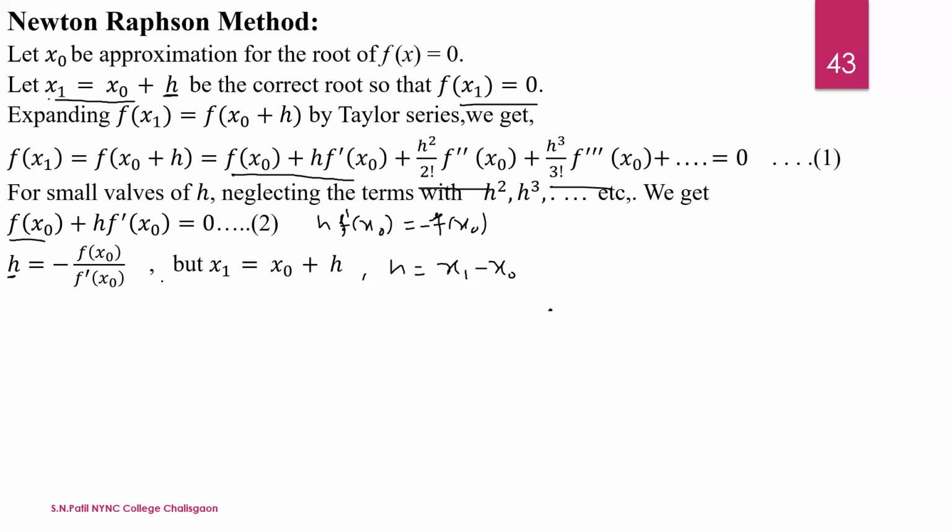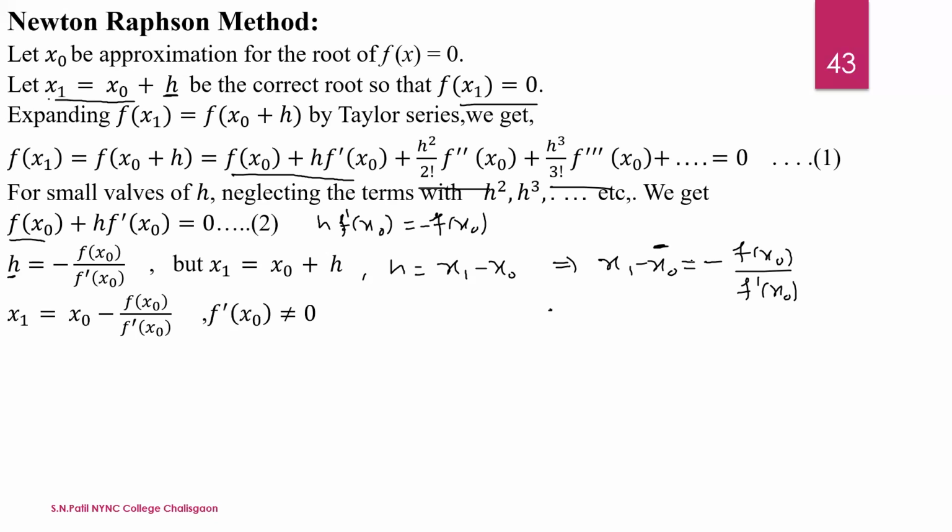We substitute here. Then what we get? We get x1 minus x0 is equal to minus f at x0 divided by its derivative at x0. Now put this x0 on the right-hand side. So we get x1 is equal to x0 minus f at x0 divided by its derivative at x0, provided f' must be non-zero. Now this is the first approximation.